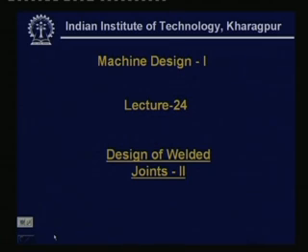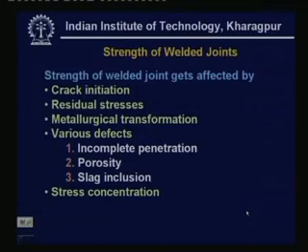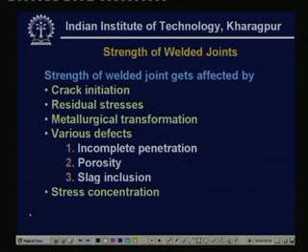We talked about different kinds of welded joints, different types of welding processes, and towards the end we mentioned the factors affecting the strength of these joints. Now let us begin from the same place where we had ended in the last class. So this was the strength of welded joints we are talking of. Now the strength of a welded joint gets affected by a few criteria. One is the crack initiation.